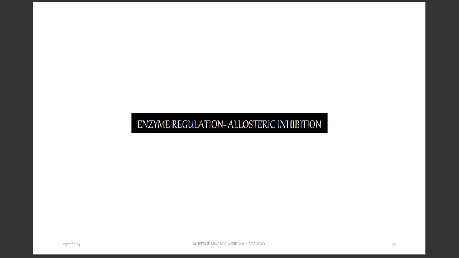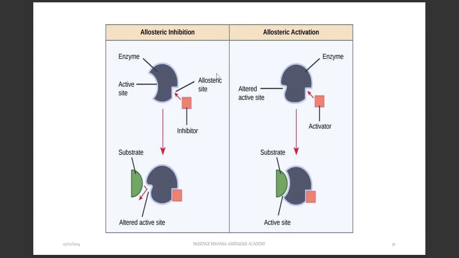There is also allosteric inhibition. So you have got allosteric inhibition and allosteric activation. Look at this. The inhibitor binds to the allosteric site, it changes the active site, and then the substrate cannot fit. Allosteric activation is where you have got the activator. Now here it's not called the inhibitor, it's called the activator. The activator binds to the allosteric site, it changes the active site to make sure that the substrate fits. That is the allosteric activation.